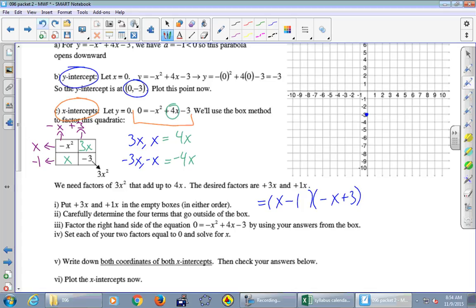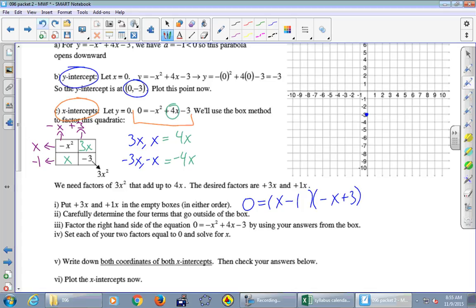And what was it equal to before? 0, and still equal to 0. All we've done is rewritten the quadratic, -x² plus 4x minus 3. But now it's in factored form.